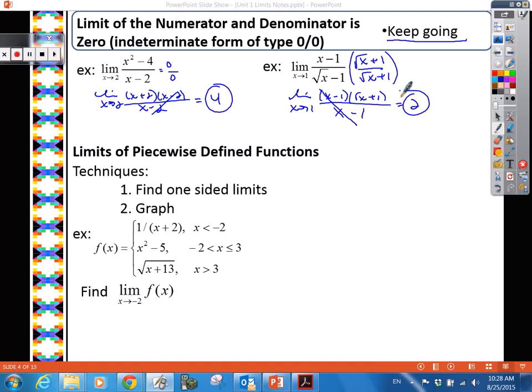Last example, it's a piecewise defined function. I'm going to do it two different ways. I'm going to find the one-sided limits, which would be algebraic, and just for fun, because who doesn't like to graph, right? Okay, I know there's probably some people that don't like to graph, but I'm going to go ahead and do the graphing one too. So if I don't specify, you get to choose which way to do it. If I specify, then you would need to do whichever way I ask. But let's start with the one-sided limits.